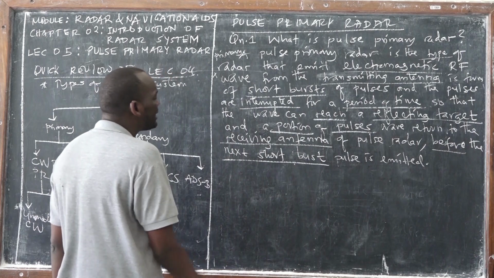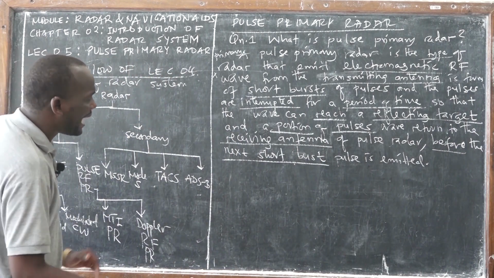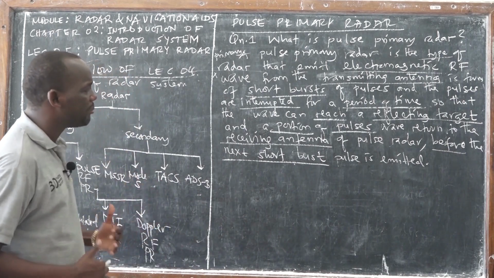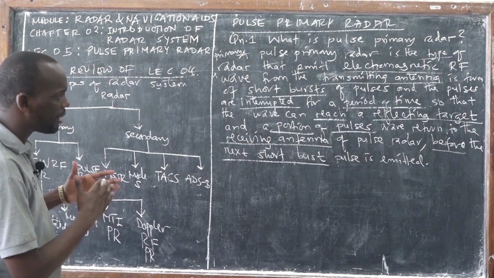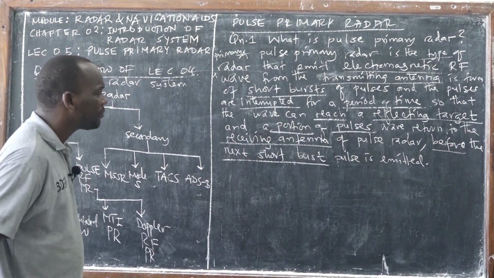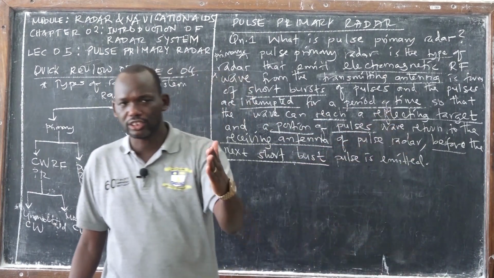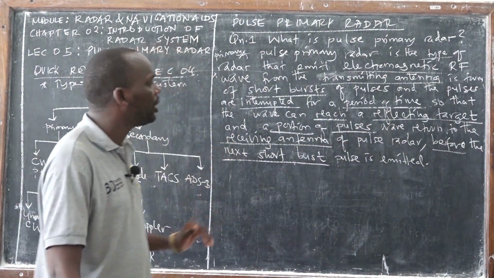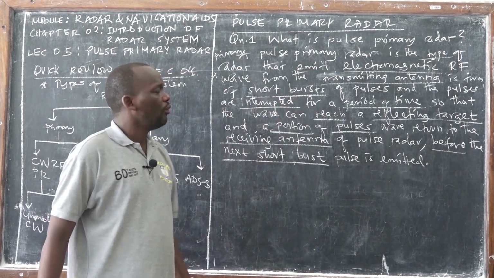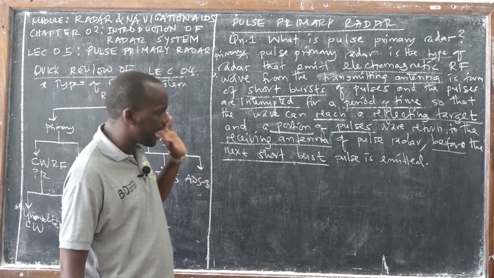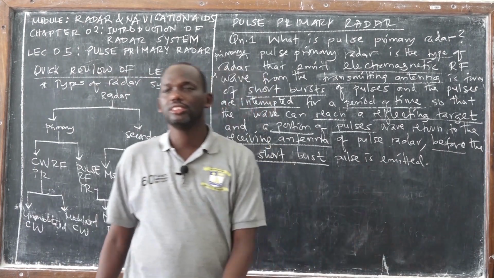And these pulses are interrupted for a period of time. So when these short bursts of pulses are being transmitted from the pulse primary radar to the distant target, there is an interruption of a period of time. Stop writing, listen and watch. There are interruptions of a period of time for each of these short bursts when they are being transmitted from the transmitting antenna of the radar system towards a distant target.